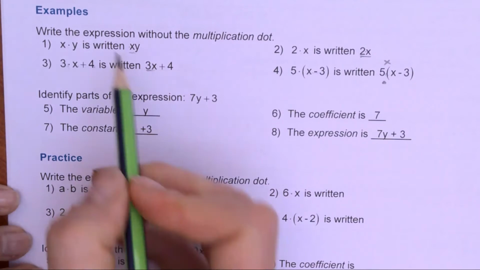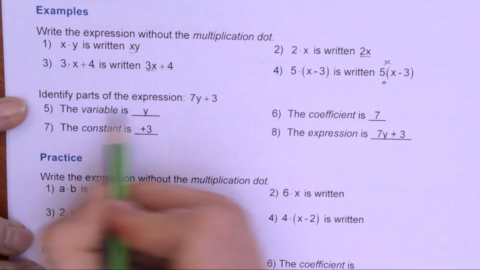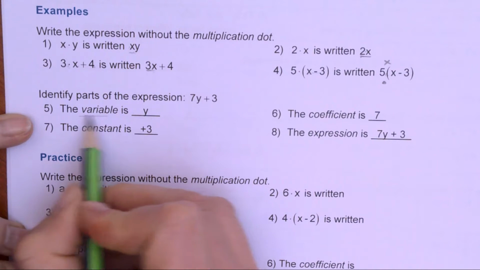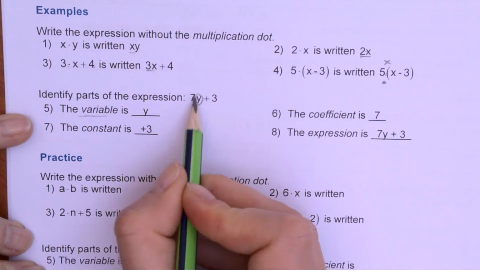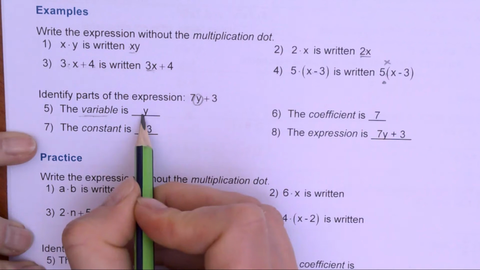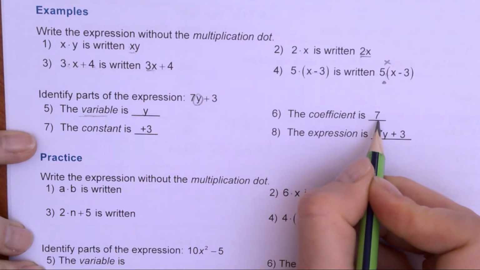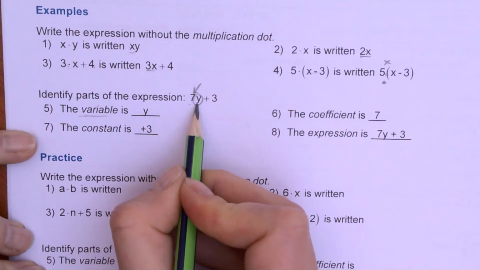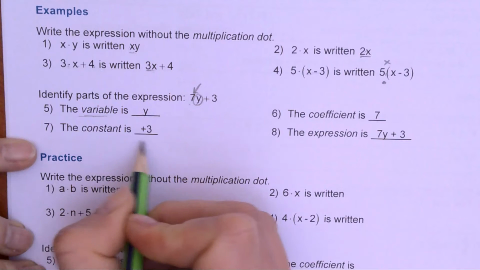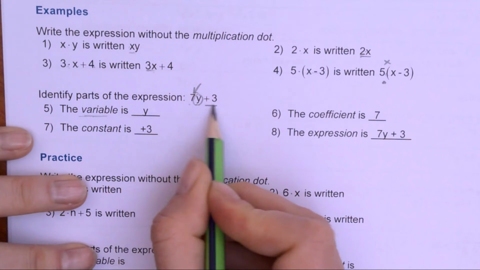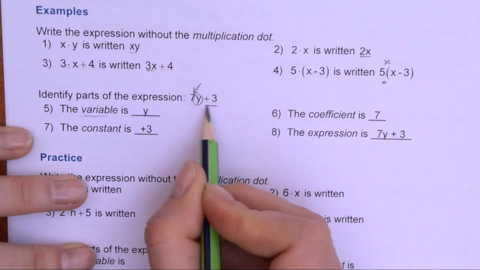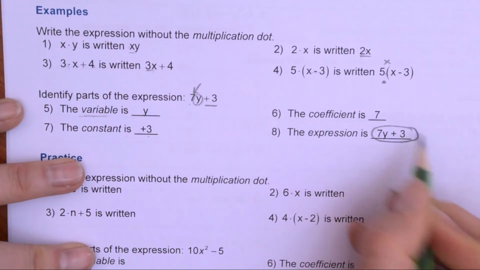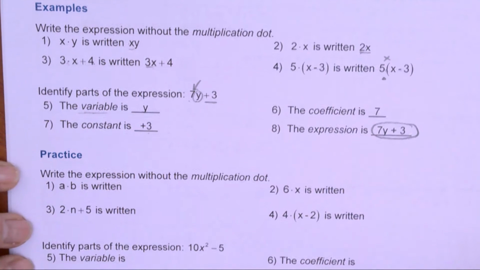So now it says identify parts of the expression. So the variable, that's the letter. So the variable in this expression is y. The coefficient is the number that's in front of the variable. So that's the coefficient. The constant term is the thing that always stays the same. So this 3 never changes. It's always plus 3. So that's my constant. And the expression is the whole thing. It's like a math sentence.